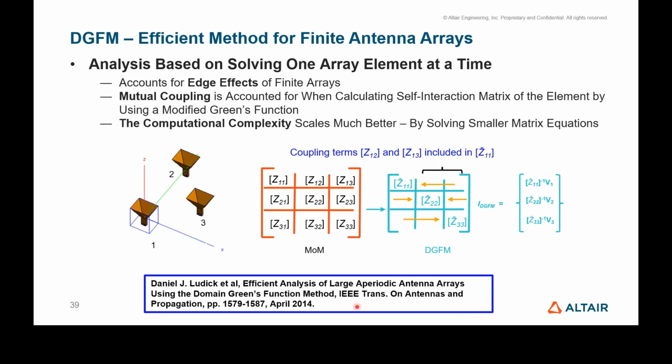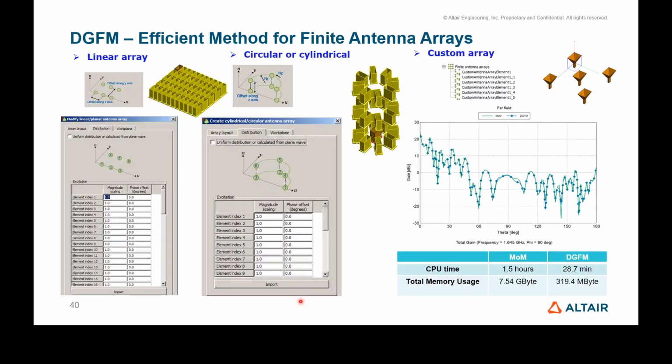If you require more theoretical details, there's a paper published in 2014 in IEEE Antennas and Propagation on this technique, and you can learn more about it. This is implemented in Feko, so you don't have to worry about the analysis of it, but you can make use of it, either for a linear array or a circular array, or even in various planes, or a custom array. You can place them anywhere you want and compute the array characteristics out of it.